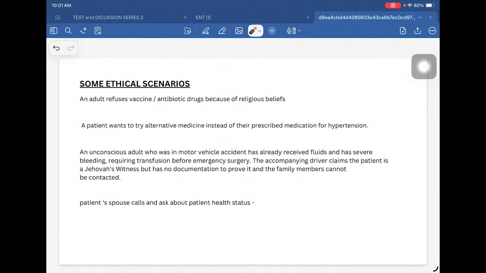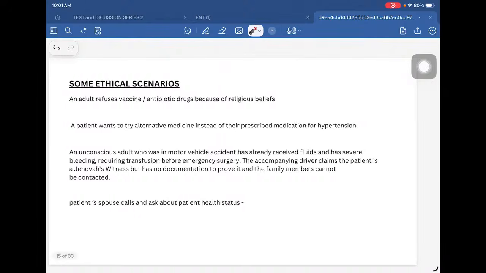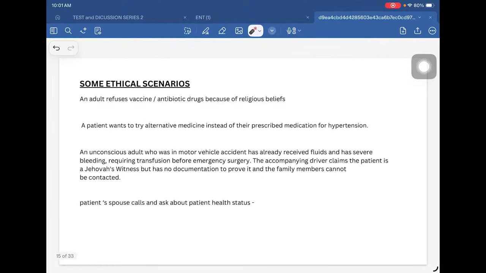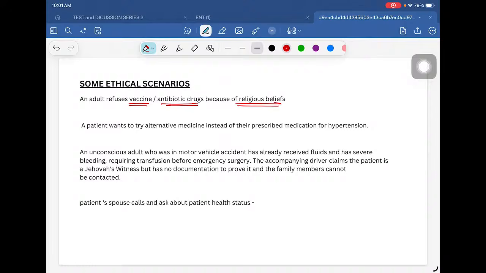Now let's deal with some of the ethical scenarios. First of all, an adult is refusing a vaccine or antibiotic drug because of religious belief. What will you do? Should you administer the vaccine or antibiotic, or should you stop it because of autonomy?